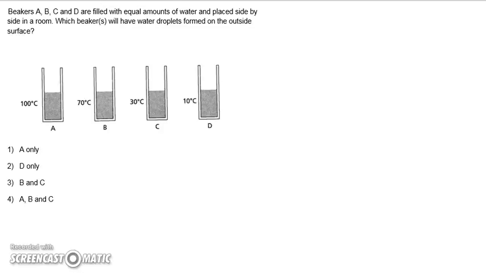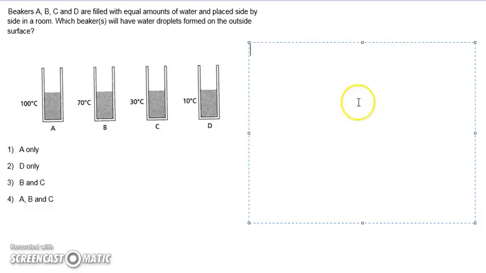Alright, because A, B, C, and D are filled with equal amounts of water and placed side by side in a room, which beakers will have water droplets form on the outside surface? Now again, remember what we already know about condensation and evaporation.